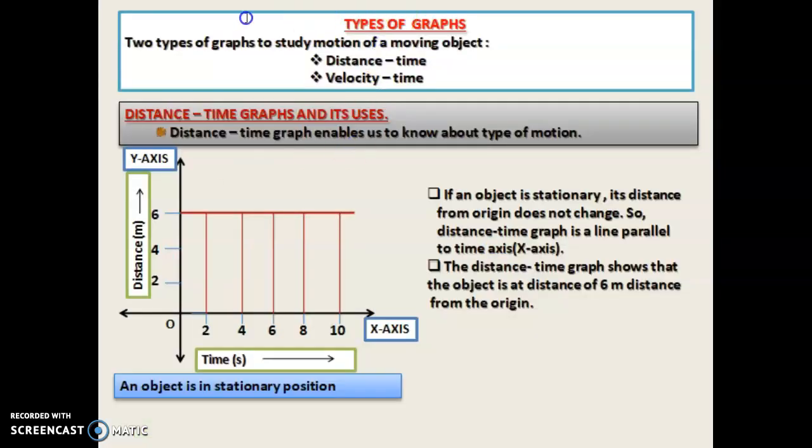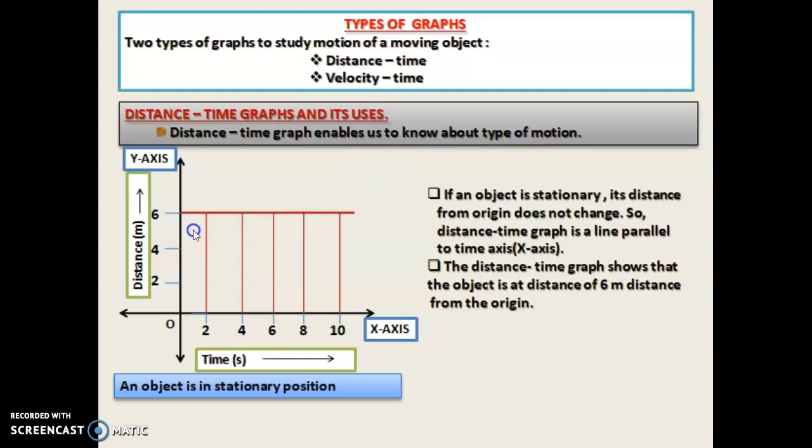Types of graph. There are two types of graph used to study the motion of a moving object. First, the distance time graph. Second, the velocity time graph. First, we will see the distance time graph and its uses. The distance time graph enables us to know about the type of the motion. This means using a graph we can find out which type of motion it is.